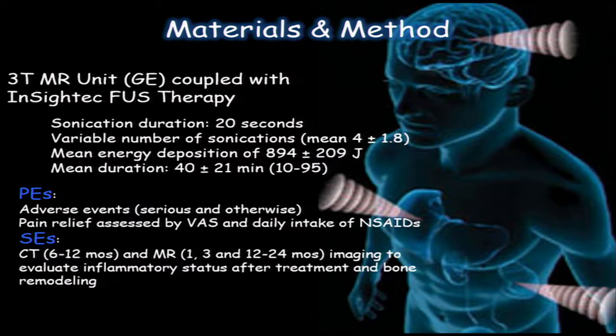We used the 3T MR unit coupled with MRgFUS therapy. And we had two endpoints. The primary endpoints were the adverse events and the pain relief, which was assessed by the VAS score and by the daily intake of NSAIDs. When we were talking about the secondary endpoint, we were referring to CT and MR at 1, 3, 6, 12, and 24 months respectively.